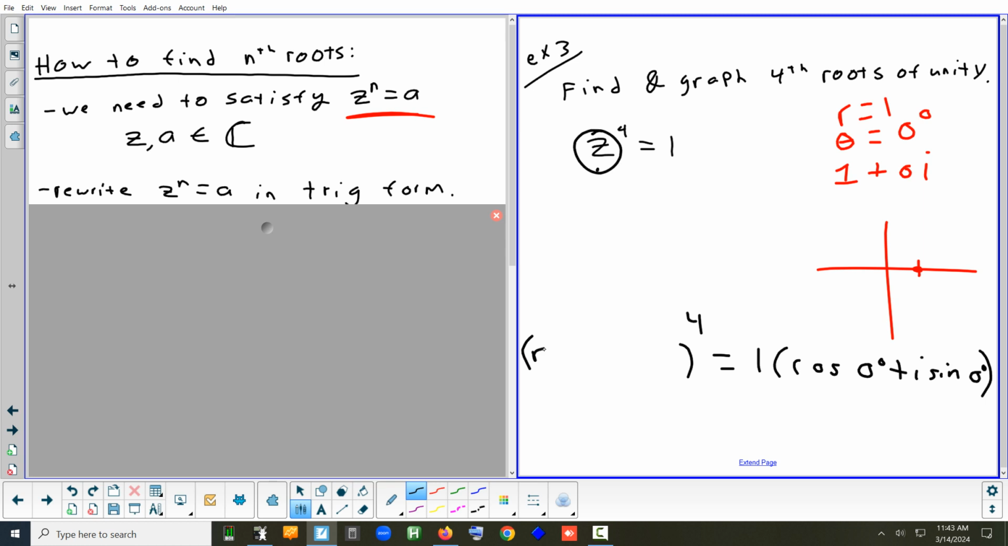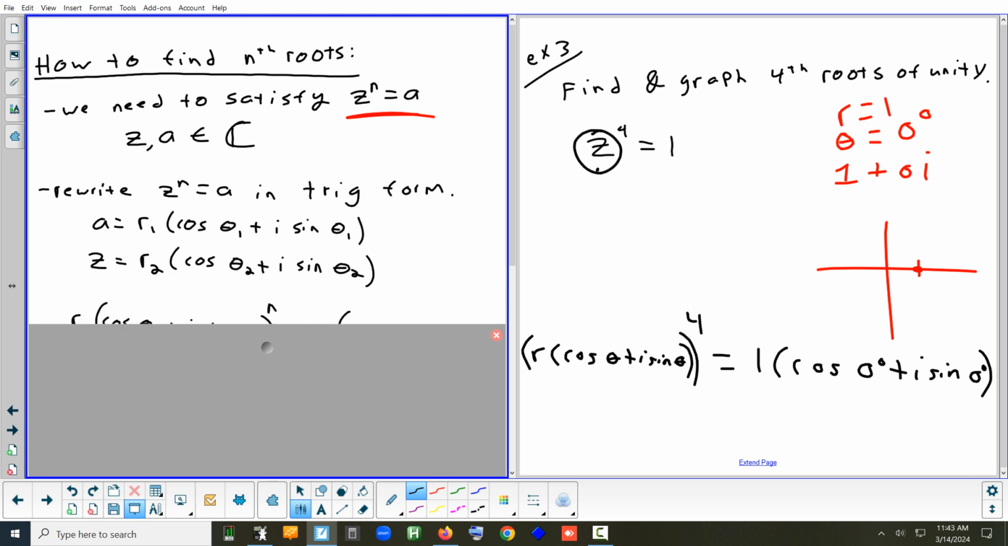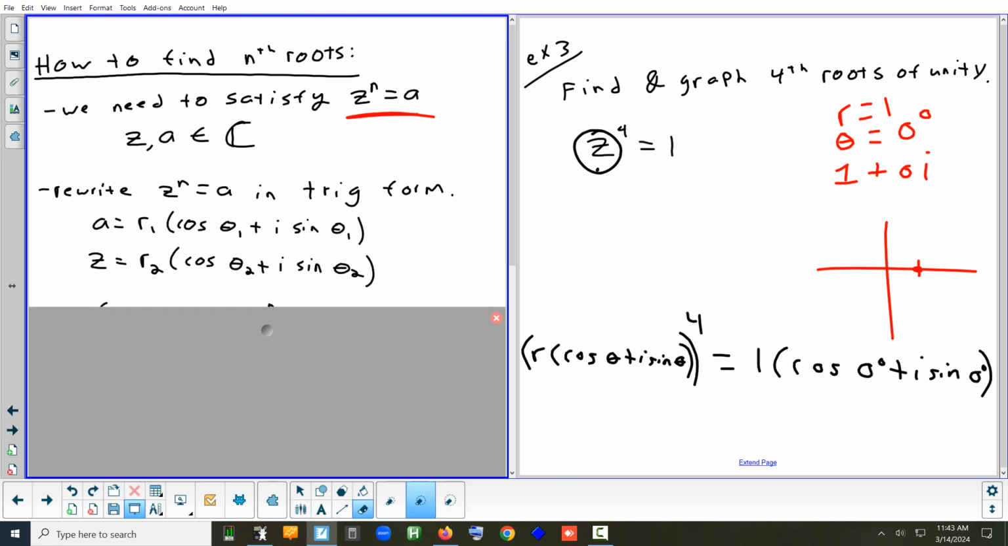z is going to have a radius, and it's going to have an angle. That's all I know about z. It has a radius and it has an angle, and I'm going to raise it to the 4th power. All right, so I'm going to rewrite z.